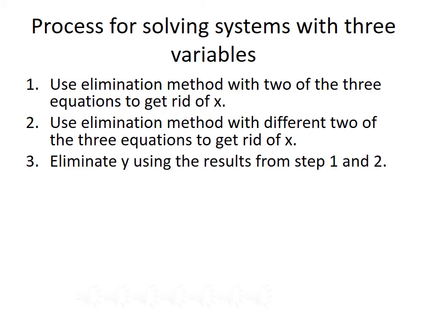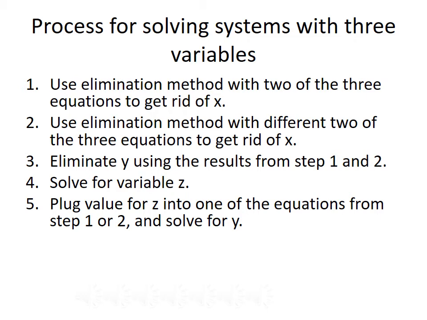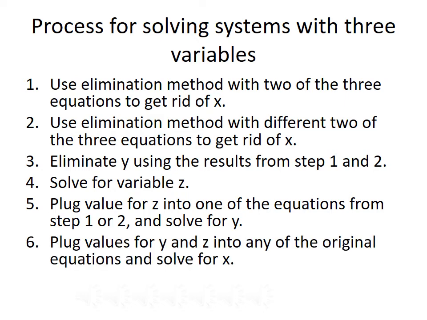So from step 1 and 2, we've created two new equations that only have two variables. So step 3 is to eliminate one of those variables, let's say y, using the results from steps 1 and 2. Now we should have an equation that has just one variable, z. So we should be able to solve for the variable z. Once we know what z is, we can plug its value into one of the equations from step 1 or 2 and solve for y. And then finally, we'll plug the values that we know for y and z into any of the original equations and solve for x.